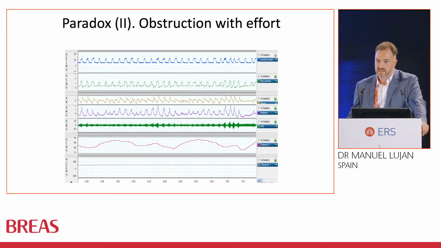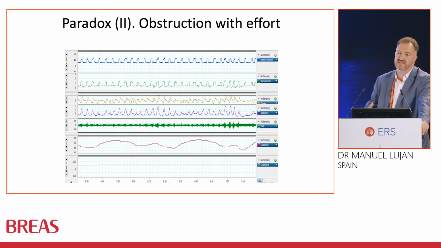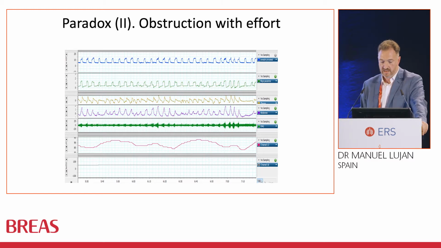The second one, just the opposite, the obstruction. What's the difference? In the obstruction, the abdomen is moving outwards, whereas the thorax, the rib cage, is moving inwards. It's not a very good example, but here, for example, you can appreciate the paradox. The abdomen is moving outwards, whereas the thorax is moving inwards.